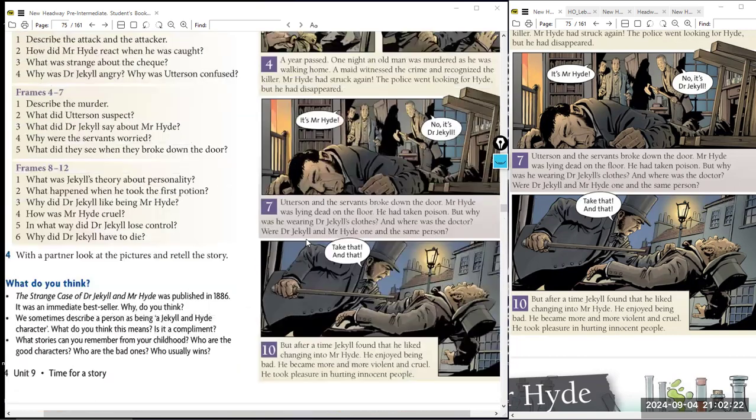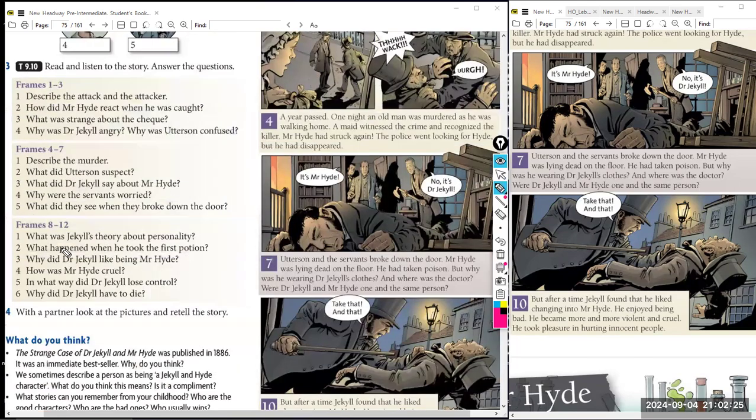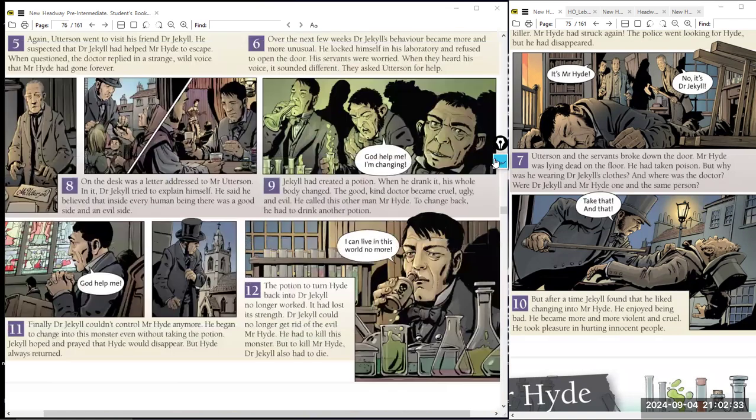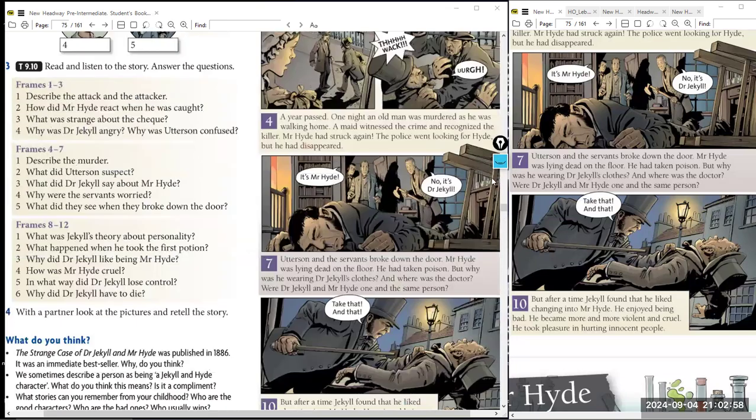Now, the next question is, what happened when he took the first potion? His whole body changed. Thank you. His whole body changed. Okay? And absolutely, the good, kind doctor became cruel, ugly, and evil. Exactly.